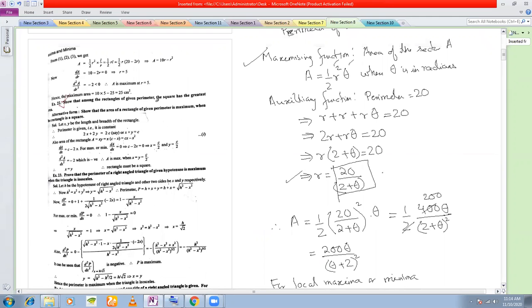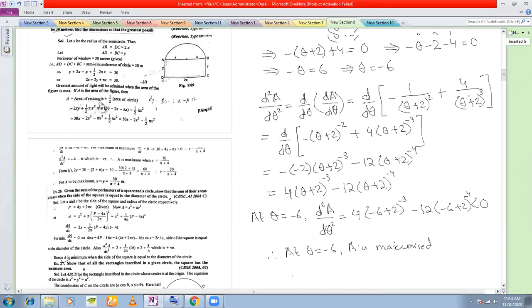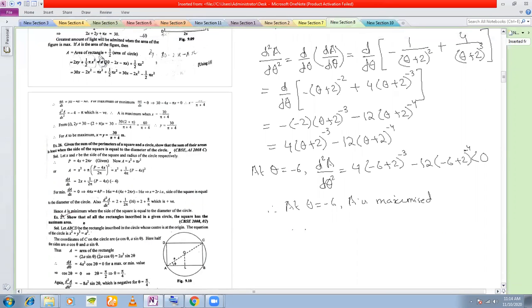Which one is the auxiliary relation? This one. R is 20 by 2 plus theta. R is equal to 20 by 2 plus theta. 20 by 2 minus 6, which is 20 by minus 5, right? So we're getting a negative answer here.